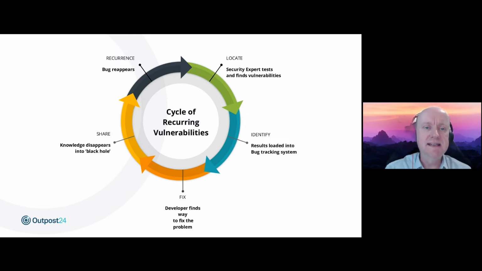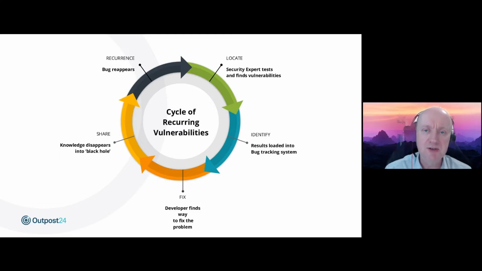Now that's great because we've fixed the particular vulnerability, but very often in many organizations, that overall knowledge disappears into a black hole because we've moved on, because we're going through very, very quick agile cycles. That sprint's over, move on to the next one. And then what can happen in this situation is the problem reappears and the bug is reproduced unwittingly, unknowingly, and we're back to where we started again, because there's no organizational knowledge captured in this situation.